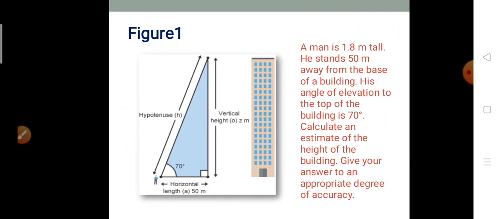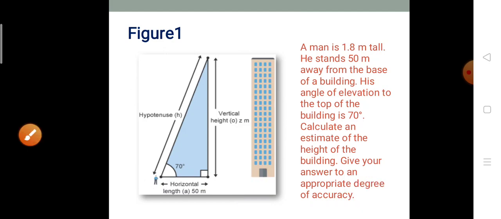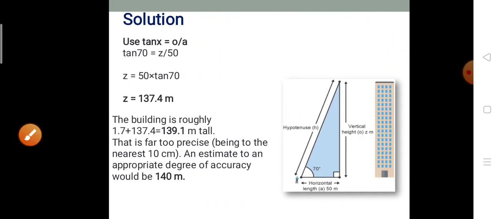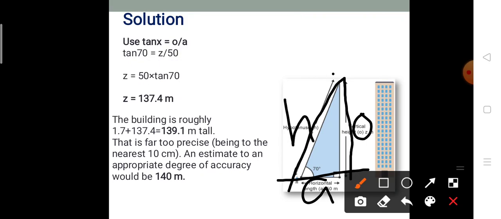Okay, first we figure out the image of the building in the given. So this is the height that we are going to calculate. Solution. Label the sides of the triangle: we have the opposite, or O, this side, the adjacent, or A, and the hypotenuse.